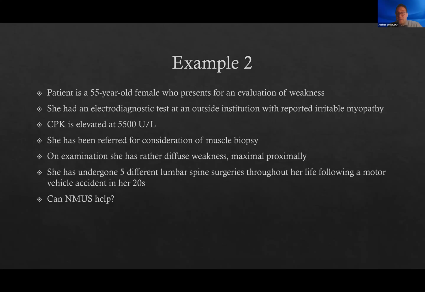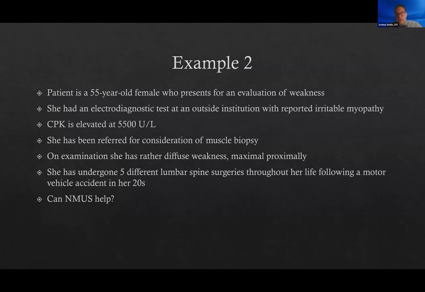On examination, she has rather diffuse weakness that is maximal proximally. So even with your clinical examination and the CPK, you're not guessing that there's a myopathic process going on. But she has undergone 5 different lumbar spine surgeries throughout her life for a motor vehicle accident in her 20s. So already you're thinking about your pathologist, and you're like, well, if they just go and take a vastus, depending on what myopathic problem is going on, that might not be the best, but there's also likely going to be a lot of chronic neurogenic changes in those legs that are going to contaminate the pathologic change.